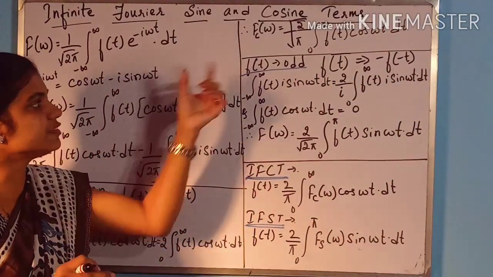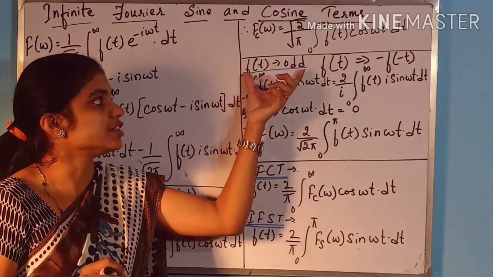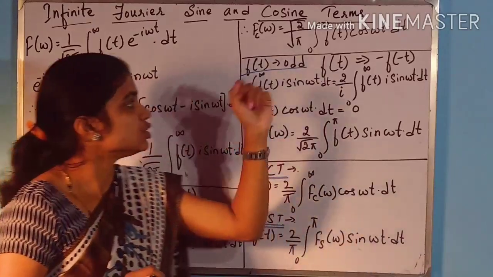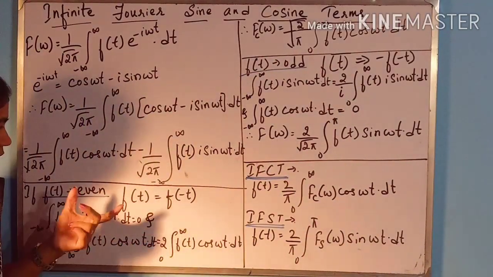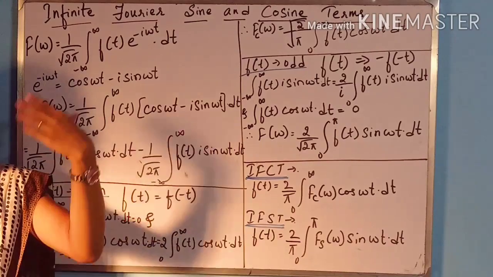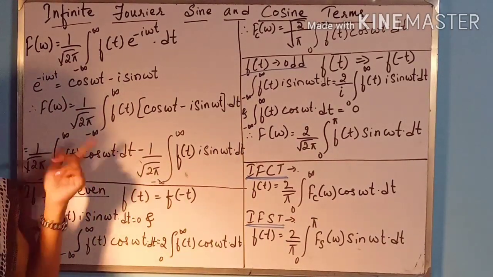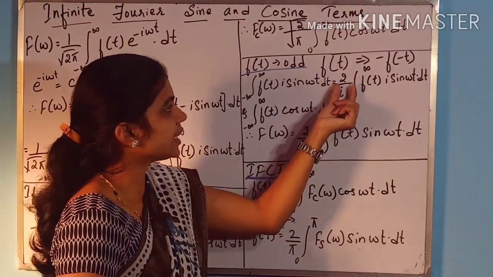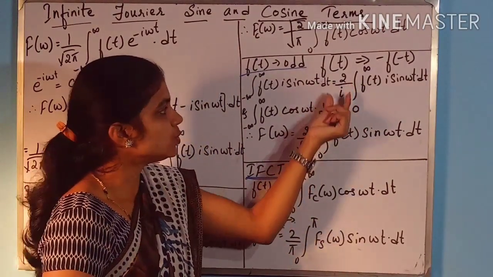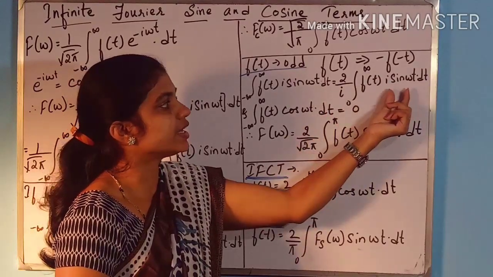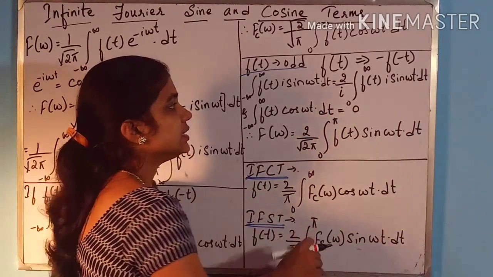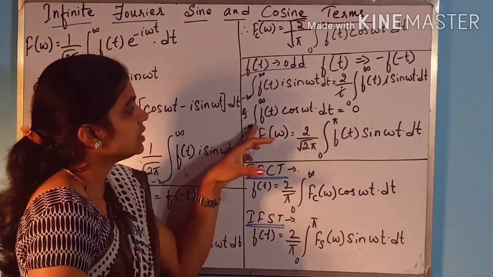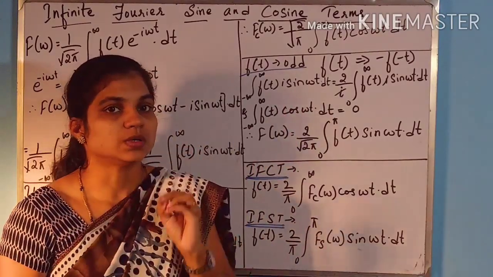Similarly, if I take the function to be odd, I get f of t is equal to minus f of minus t. So when I substitute that, now the sine term will become twice and the cosine term will become equal to 0. But since I have an i here, I also get 2 by i here. So 2 by i, integral from 0 to infinity of f of t i sin omega t dt. This i and this i will get cancelled. And the cosine term is going to become equal to 0.